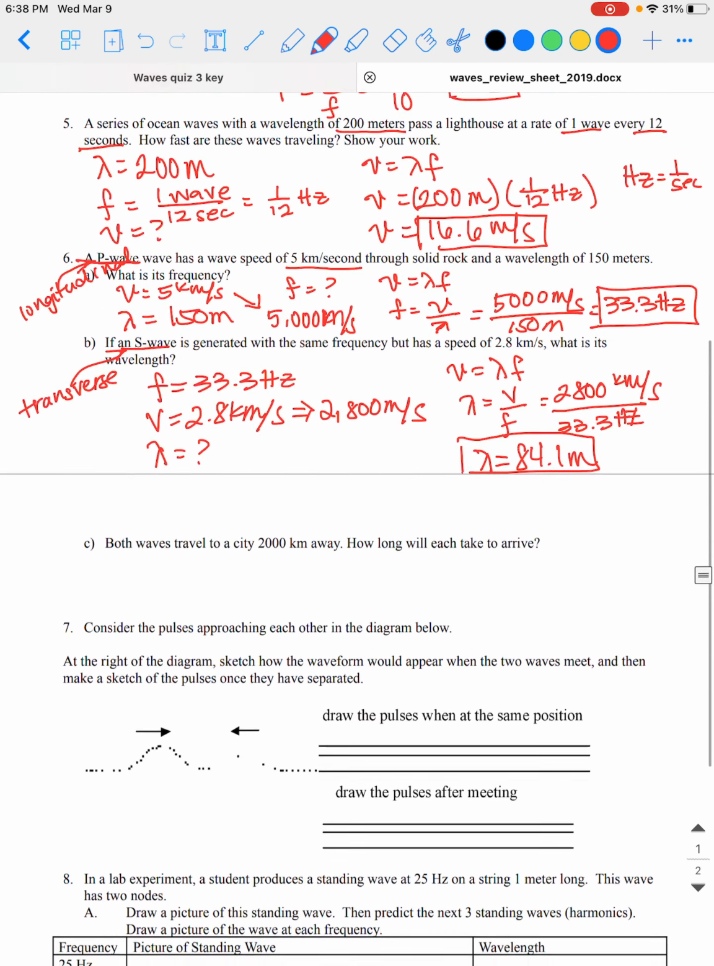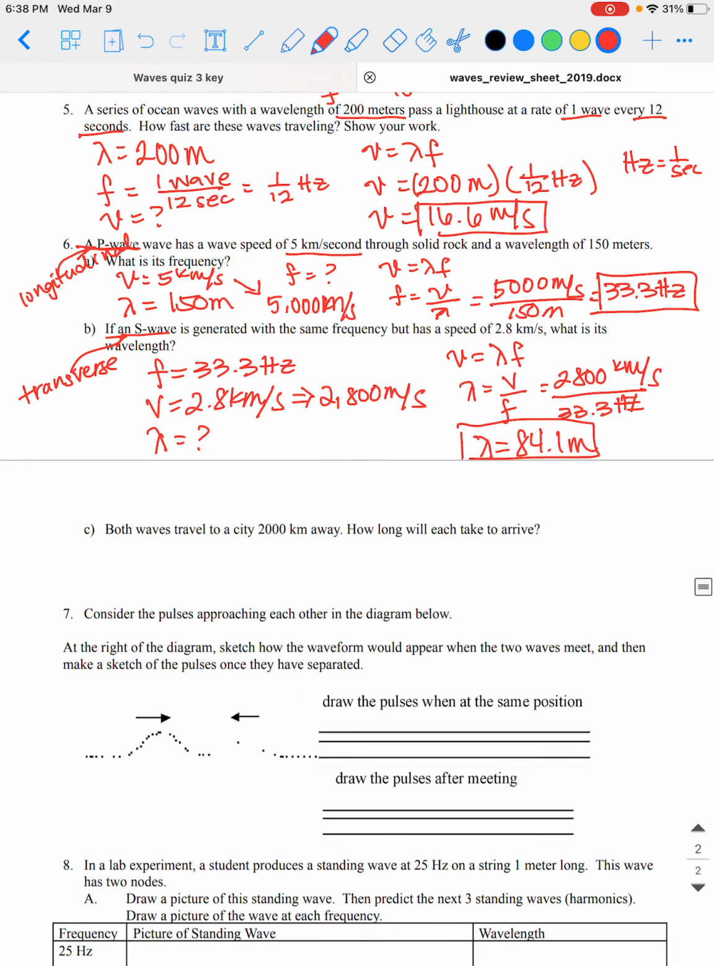All right, that was a lot of calculation. We have one more. Both waves travel to a city 2,000 kilometers away. So this is a distance. It's not a wavelength, it's a distance. And it says how long, which is time, will it take each to arrive? Well, we've got a velocity, a different velocity for each of them.